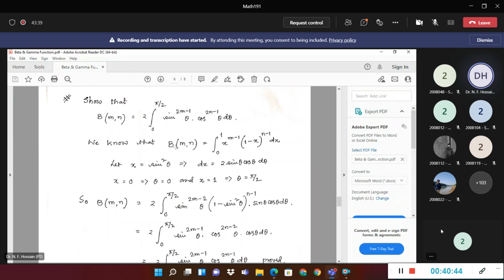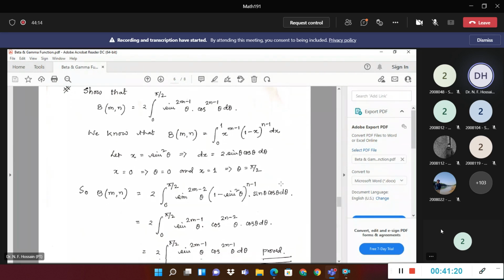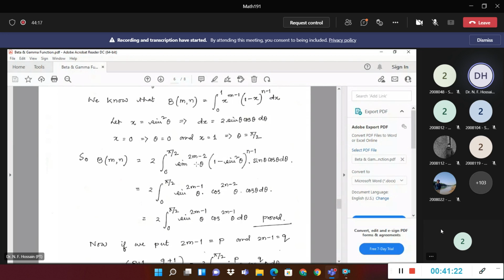Okay, we start with the definition of beta function. It is integral 0 to 1 x to the power m minus 1 into 1 minus x whole to the power n minus 1 dx. Let us take x equal to sine square theta. So dx should be equal to 2 sine theta cos theta d theta. And adjust the limits. When x equal to 0, theta should be 0. When x equal to 1, sine square theta is 1. So theta may be equal to plus pi by 2 or minus pi by 2. Here we are taking plus pi by 2, but the same relation can be proved if you take theta equal to minus pi by 2. No problem. Here we are taking theta equal to pi by 2.